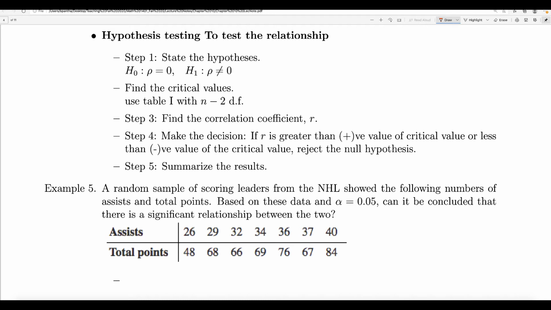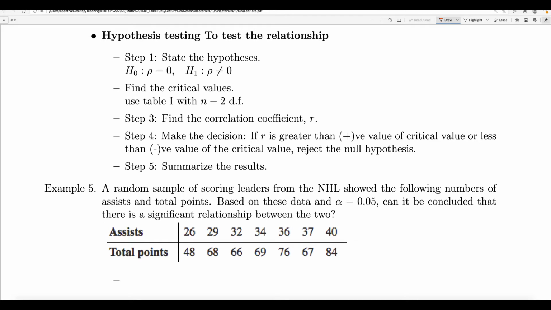In the last video, we learned how to find the correlation coefficient, which measures the linear relationship between the two variables. And we used a calculator to find the correlation coefficient of a sample. We denote it by r. Now, what we want to do is, by using the correlation coefficient from the sample, test the hypothesis about the relationship between two variables in the population.